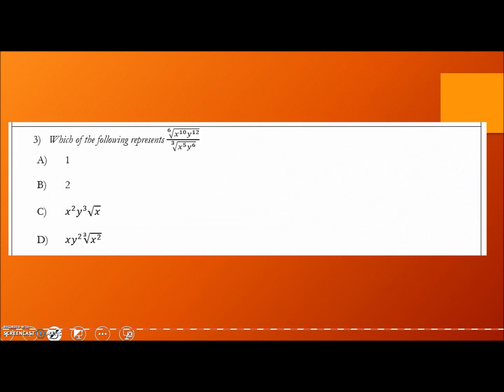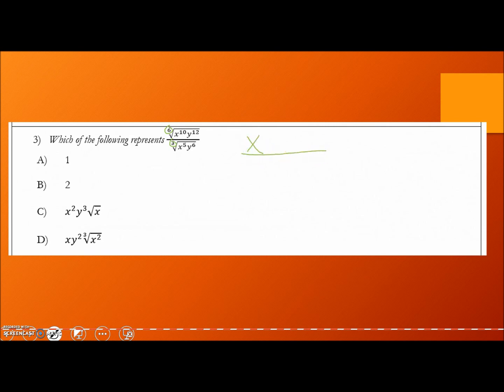All right, which of the following represents, and then this big gross thing. So since these have different indexes, that's that small number outside of it, you can't actually reduce them. So if they were the same index, then you could reduce the x to the 10th and the x to the 5th and the y's, but you can't because they're different indexes. So what I'm going to do first with this is change everything into fraction form.